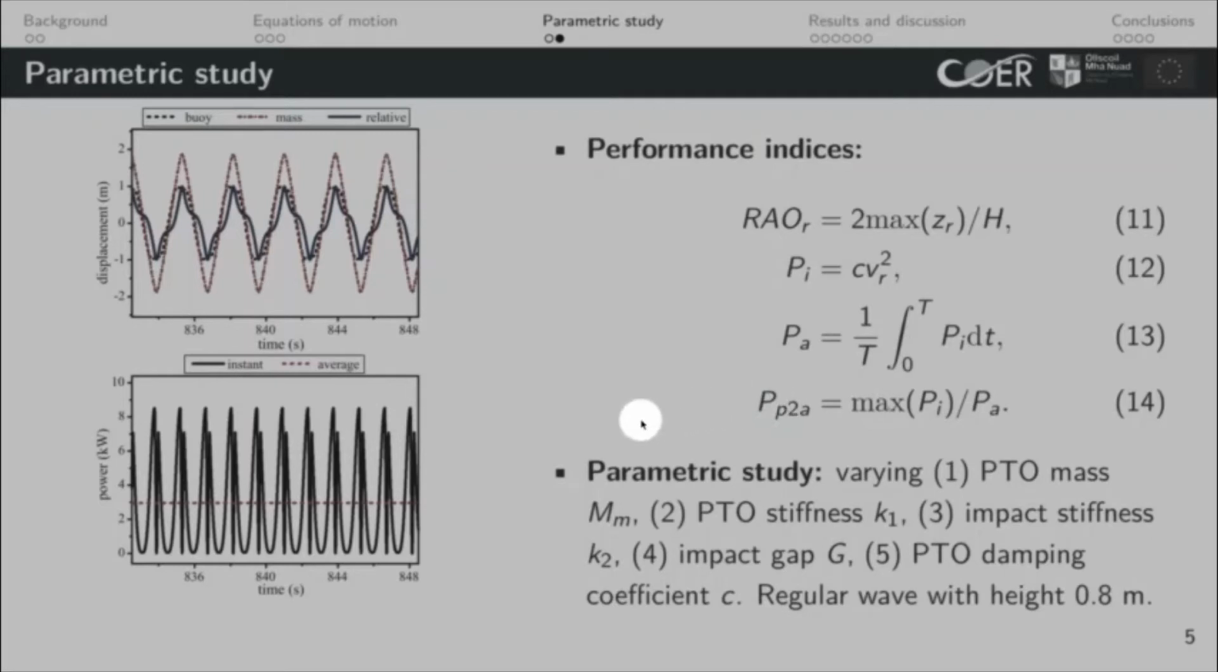For this parametric study, we are going to adjust the parameters in a wide range to see how these parameters affect the system dynamics, which include the PTO mass mm, PTO stiffness K1, impact stiffness K2, impact gap G, and the PTO damping coefficient C. In this study, we only consider regular waves with wave height 0.8 meters.